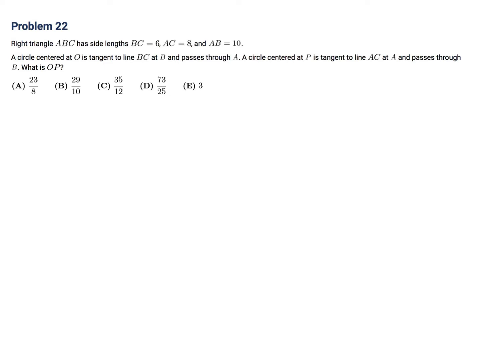Problem 22. Right triangle ABC has side lengths BC is 6, AC is 8, and AB is 10. A circle centered at O is tangent to BC at B and passes through A. A circle centered at P is tangent to AC at A and passes through B. What is OP? Okay, so first we have to draw this diagram, so let me see if I can do that.